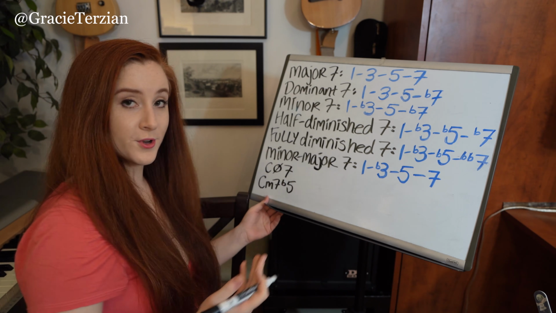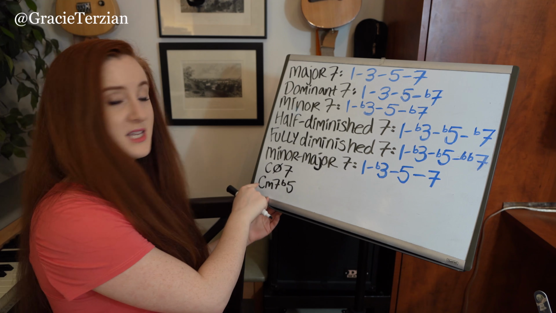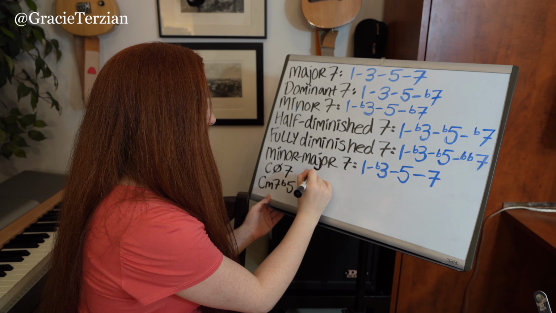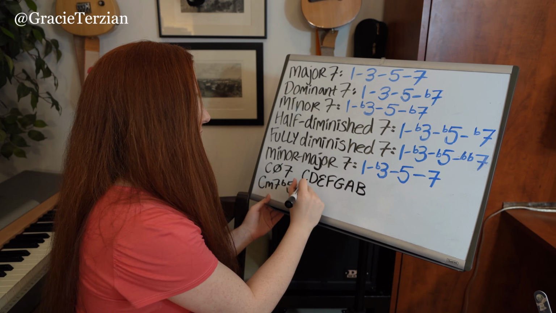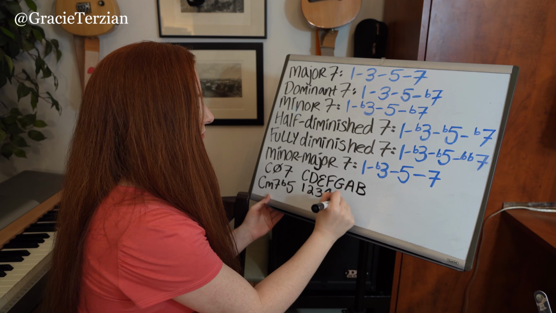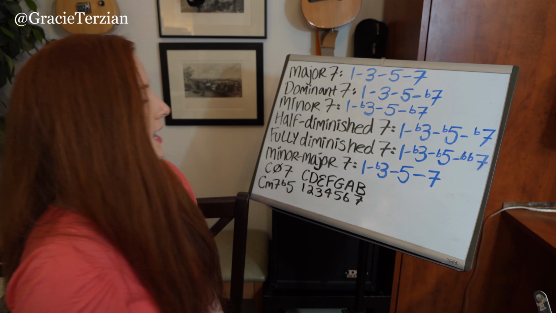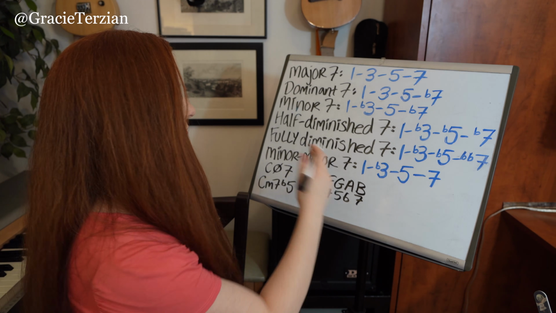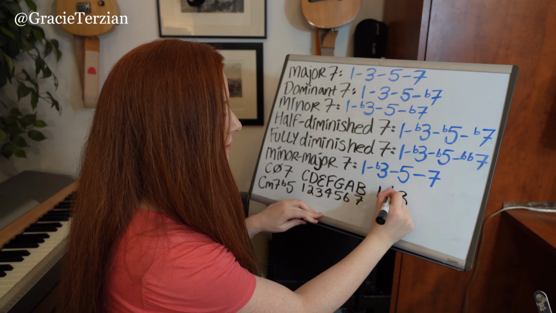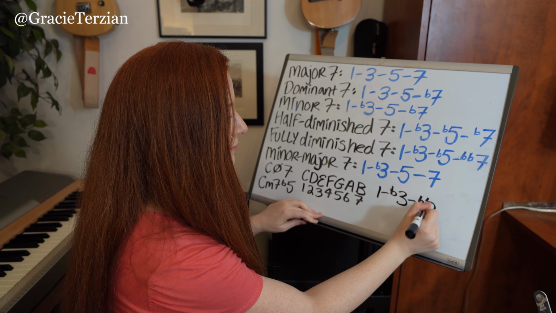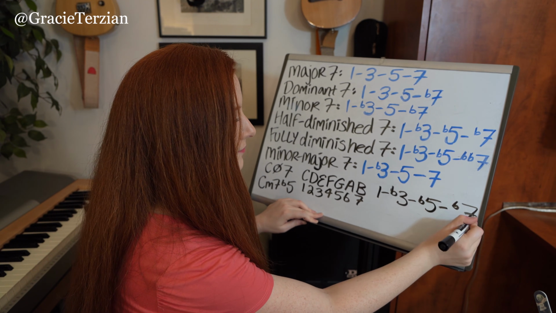So what's the root note? The root note is C, right? So we're going to look at our C major scale. So C, D, E, F, G, A, and B. And we're going to number 1, 2, 3, 4, 5, 6, and 7, okay? And let's write out the formula. For half-diminished, we have 1, flat 3, flat 5, and flat 7.